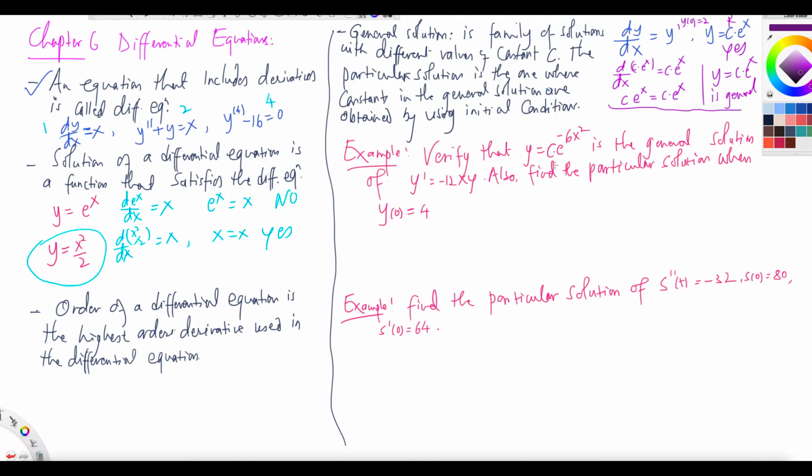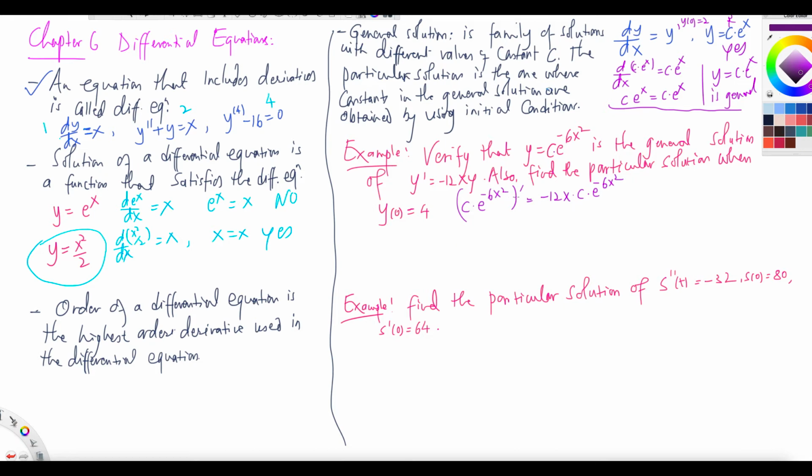All right, so how do I first verify? You will plug in the value of y into the equation. So first of all, I want to verify that. I'm going to plug in that y on the left side first. You get c times e to the negative 6x squared, prime, that's the derivative, equals negative 12 times x times y, which is just plugging in c times e to the negative 6x squared. Do you get left side and right side equal?